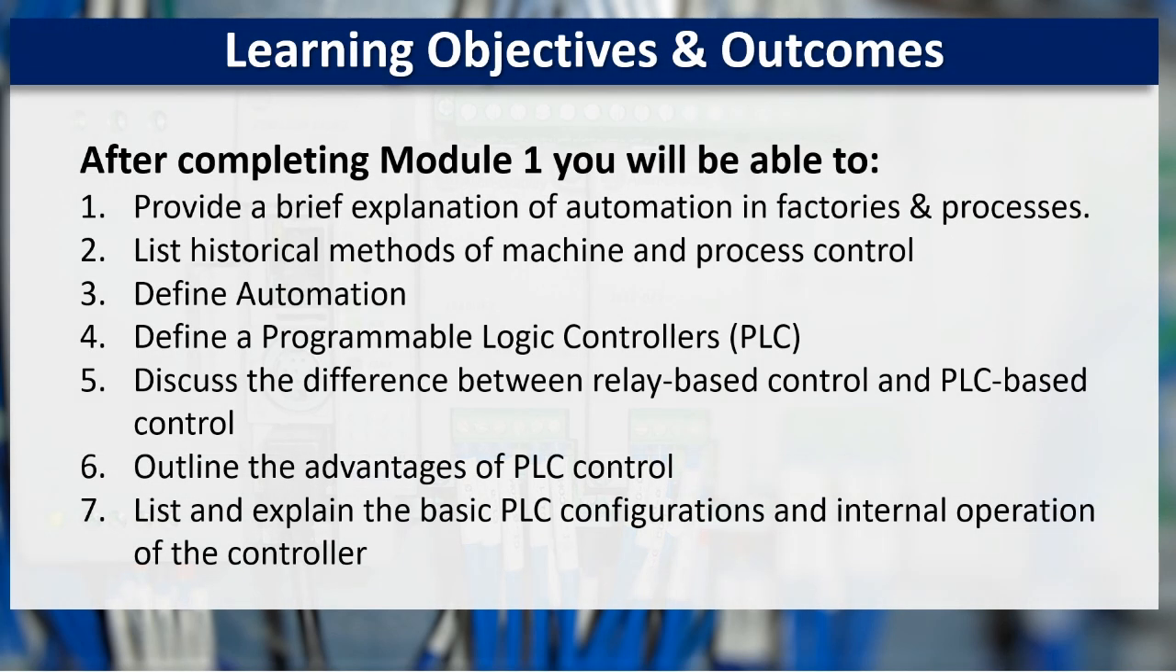After completing Module 1, you will be able to provide a brief explanation of automation in factories and processes, list historical methods of machine control, define automation, define a programmable logic controller, and discuss the difference between relay-based control and PLC-based control. And you should be able to outline the advantages of PLC control and list and explain the basic PLC configurations and internal operations of the controller.